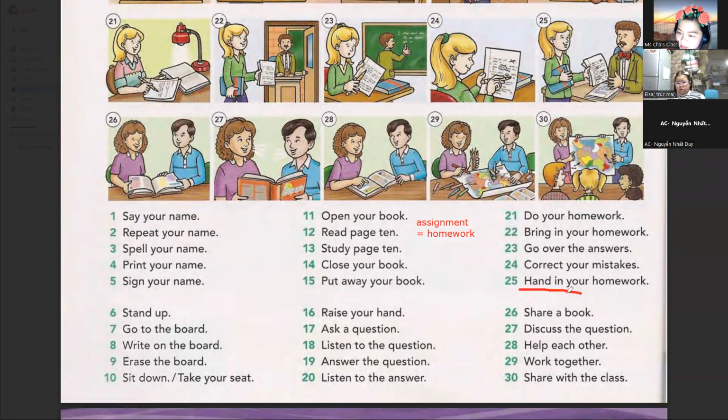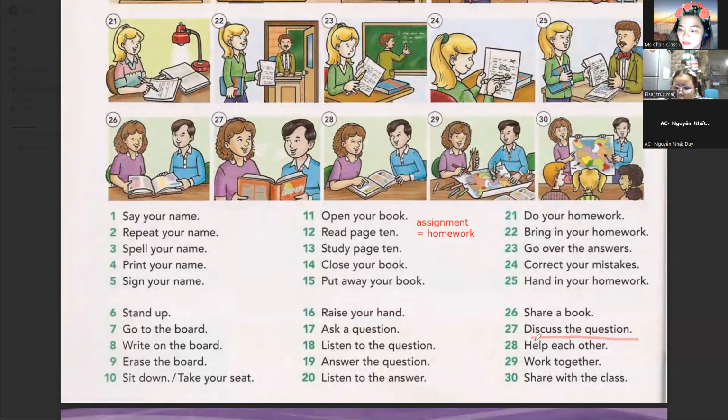Next, 25. Hand in your homework, meaning you're giving it to the teacher. Yes, Elsa. 26, share a book. From the word itself, people are sharing or using the book at the same time.